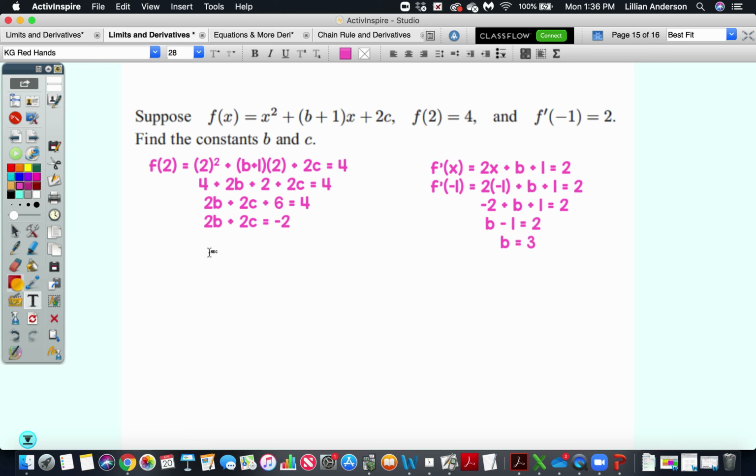So then I used that to plug it back in over here into the equation I got when I plugged in 2. So 2 times 3 plus 2c is equal to negative 2. Well, 2 times 3 is 6. When I subtract 6 over, that's going to give me 2c equals negative 8. And then c would equal negative 4. So here's a problem that's a little bit more involved that just does deal with derivatives and evaluating a derivative at a particular value. Hopefully these extra examples helped out and will help you as you go along in the next part of derivatives.